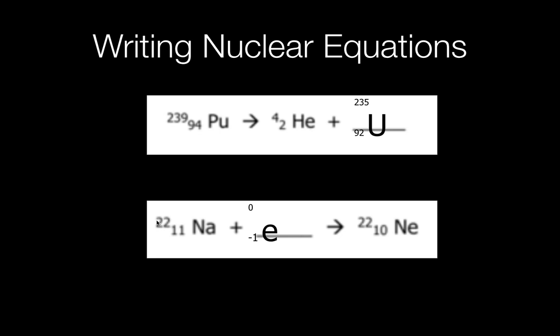Now let's take a look at this one. This is artificial transmutation. An element and a particle is needed to get the change to happen. Again, notice 22 and 0 make 22. 11 and negative 1 make 10. So in this case, you needed a beta particle to get this started. Because how can you make 10? 11 minus 1 makes the 10.